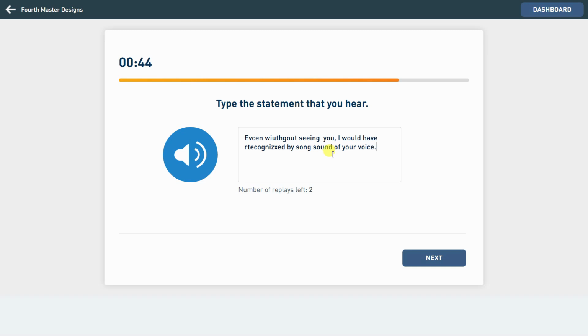Now, if you ask me how I was able to write everything in one shot, even without understanding the meaning: even without, WITHOUT, I always spell letters. Why? Because that helps me avoid typos. Even without seeing you, I would have recognized, RECOGNIZED, by the sound of your voice. Now I'm not sure whether it is the sound or what.